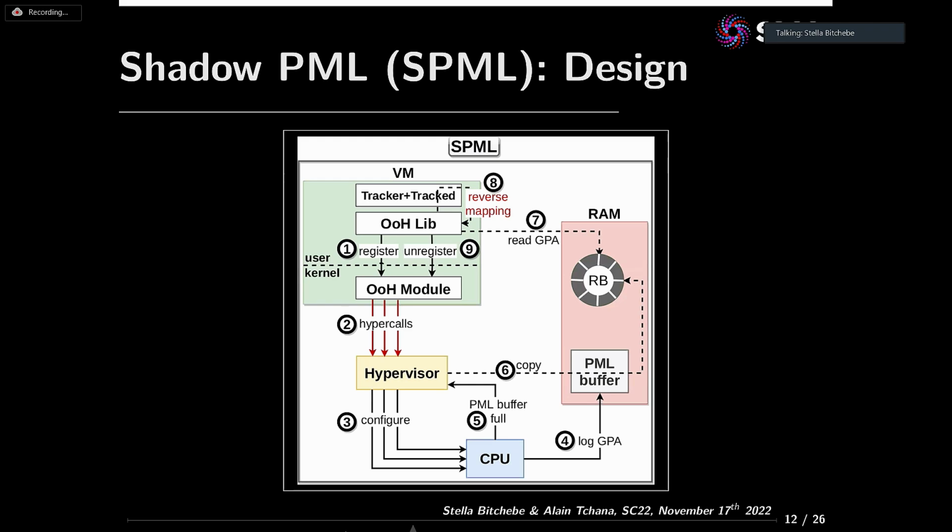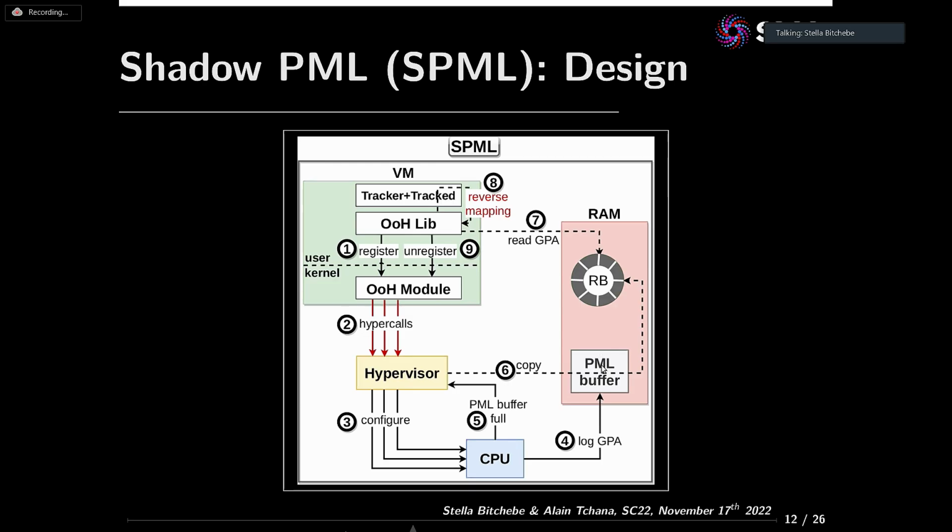This is the general architecture of Shadow PML. So as we presented in the OOH methodology, we provide the guest with a kernel module and a library. At the beginning of the tracking operation, the library has to register the tracked application with the kernel module. To activate PML, it will send hypercalls and the hypervisor will configure everything necessary on the processor. During the PML mechanism, the processor will log the guest physical addresses in the PML buffer.